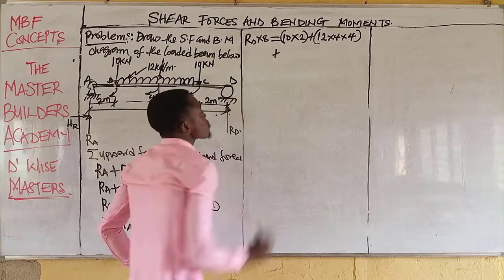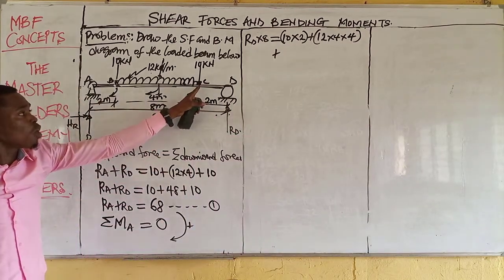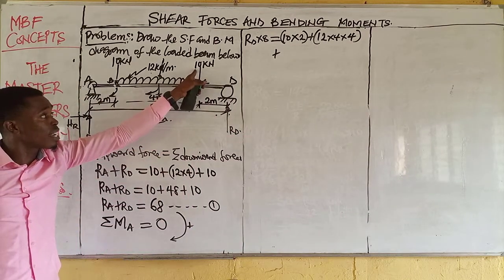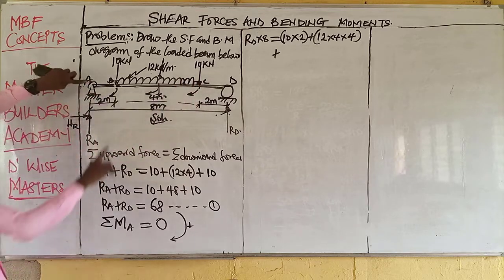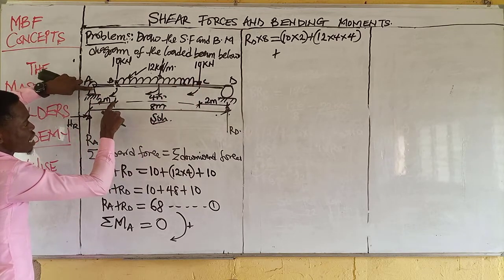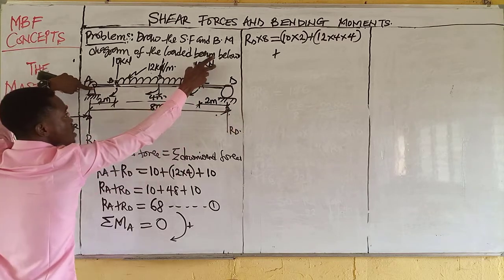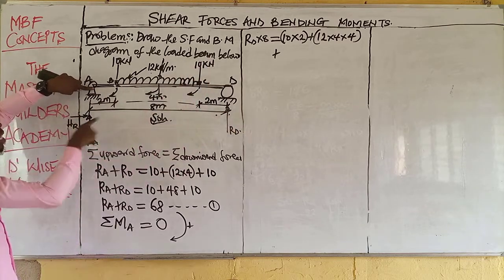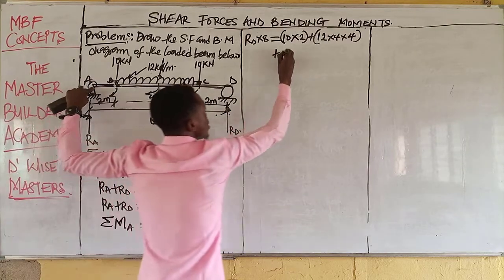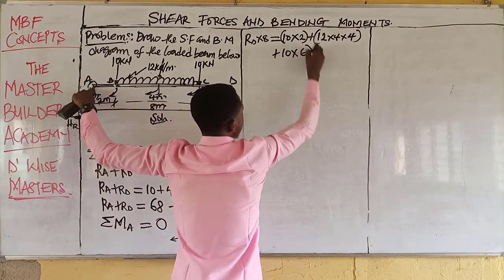Then plus the last load is at C. What is the distance of this 10 kilonewton from A? We will have that to be 6. From here to here is 2 meters, and from here to here is 4 meters. 2 plus 4 is 6. So the distance of this load at C from A is 6 meters. Then we have 10 multiplied by 6.